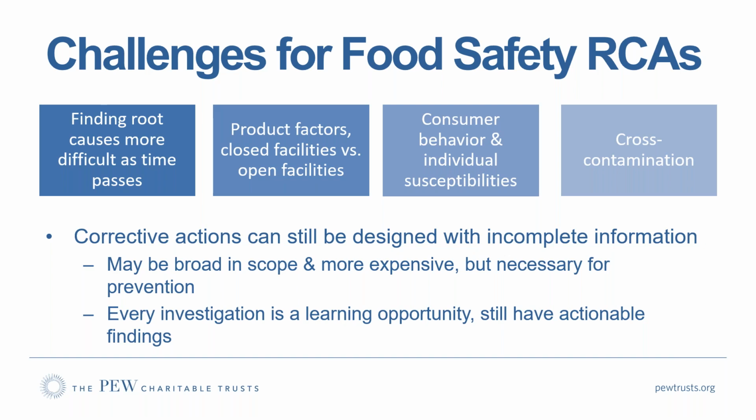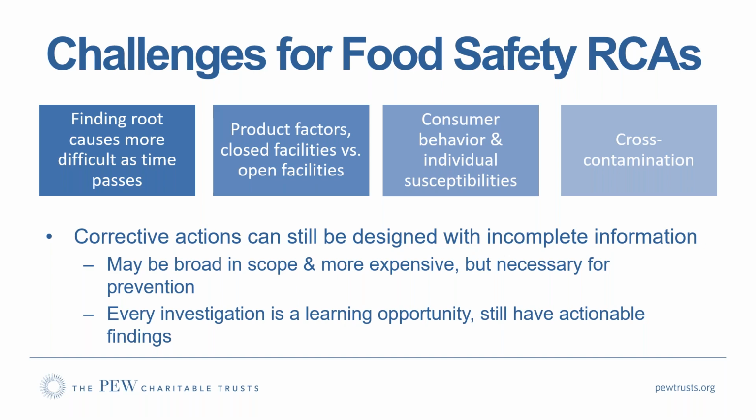And then the RCA process and the constellation of factors that need investigation are very different for different types of products produced in different settings. So for example, an open facility like a farm versus a processing plant for something like cookie dough. So there are different product factors going on there.